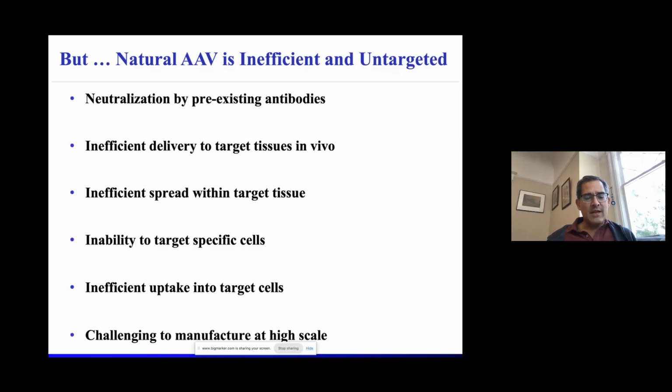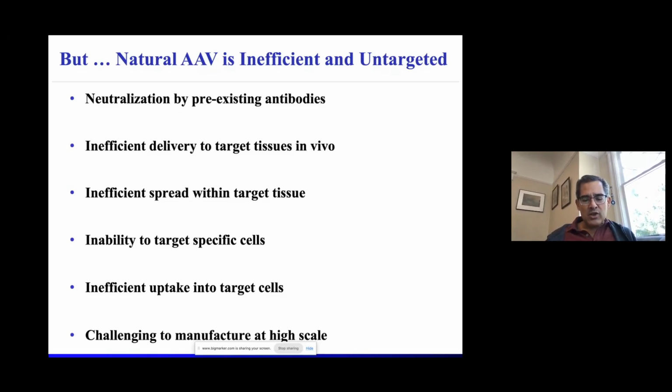In addition, AAV tends to biodistribute to the wrong tissues in vivo. For example, with an intravenous injection, the vast majority of AAV will go to the liver. It's not particularly efficient at transducing hepatocytes within the liver. Furthermore, it doesn't typically reach other tissues of therapeutic interest, such as skeletal muscle or heart. It inefficiently spreads within that target tissue. The natural versions currently have zero ability to target delivery to some cell types and not others. It's inefficiently taken up into most target cells. It's a respiratory virus by evolutionary origin, of course. And as we discussed, it's challenging to manufacture at high scale.